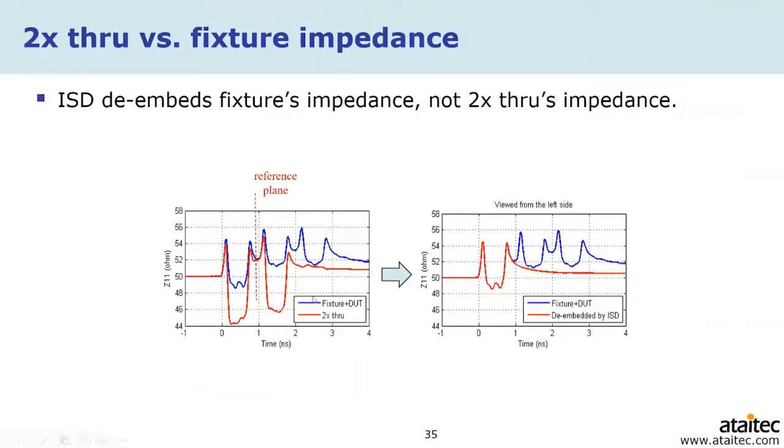Again, how do we do it? Even if we are using a 45 ohm 2x through to embed a 50 ohm fixture, right? We don't use the 2x through directly. Instead, we follow the fixture impedance to do that kind of embedding.